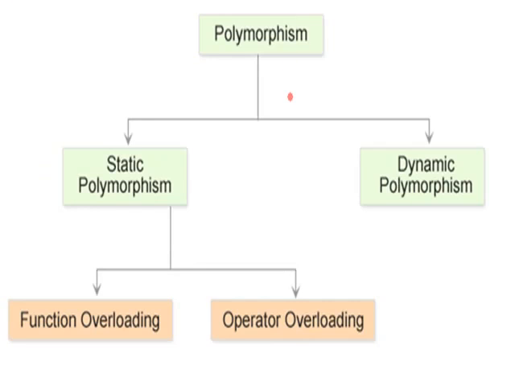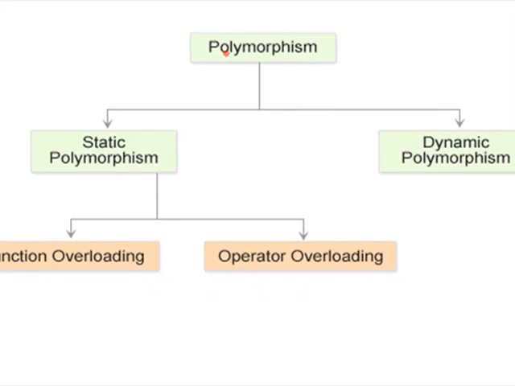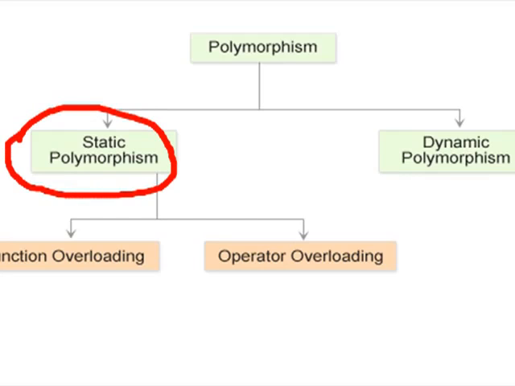So as you could see here, polymorphism has two types: static polymorphism and dynamic polymorphism. And in static polymorphism, we have function overloading and operator overloading. Let's first discuss this static polymorphism a little bit. When we say static polymorphism, what does that mean? If it is static, it means we know in advance. That means at compile time. It's actually compile time polymorphism.